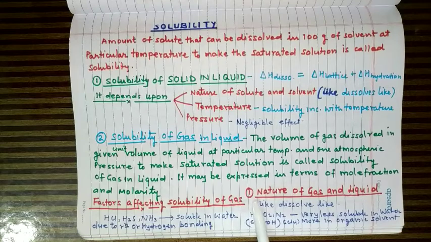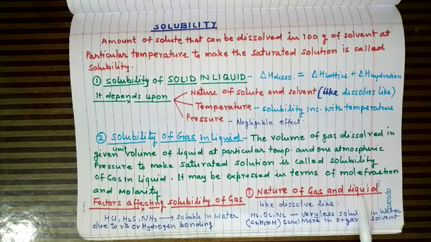First one, here also, is the nature of gas and liquid. Like dissolves like, means the gas and liquid should be alike. If they are alike, then they will be soluble. And if they are not alike, but they react to form a water soluble compound, then also the gas will be soluble in the given liquid.